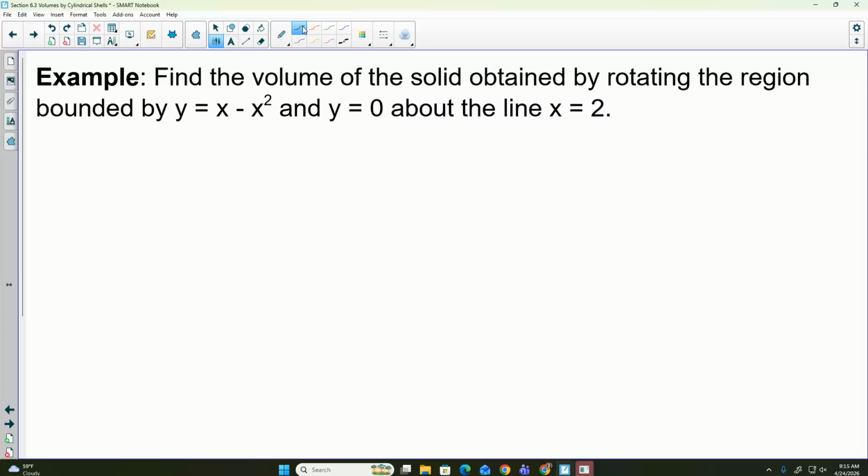Last problem. I want the volume obtained from rotating the region bounded by y equals x minus x squared and y equals 0 about the line x equals 2. All right, x minus x squared, that's like an upside down parabola. If I put in 0, I get out 0. If I put in 1, I get 0. So it looks something like this. So I am talking about this region right here.